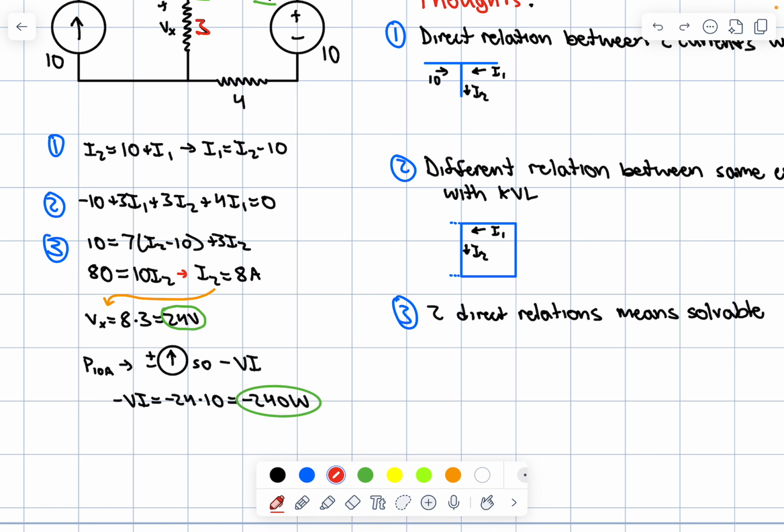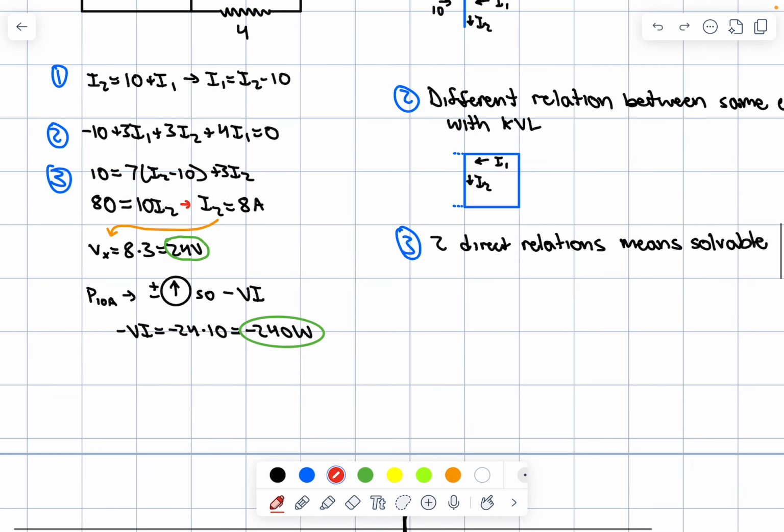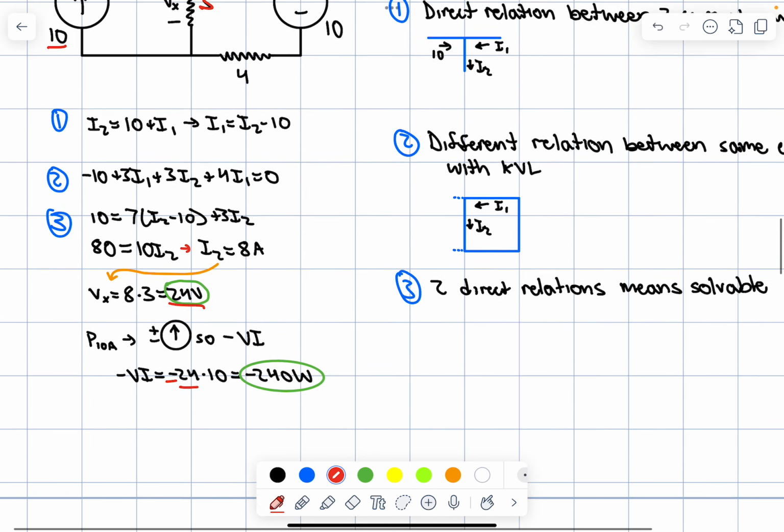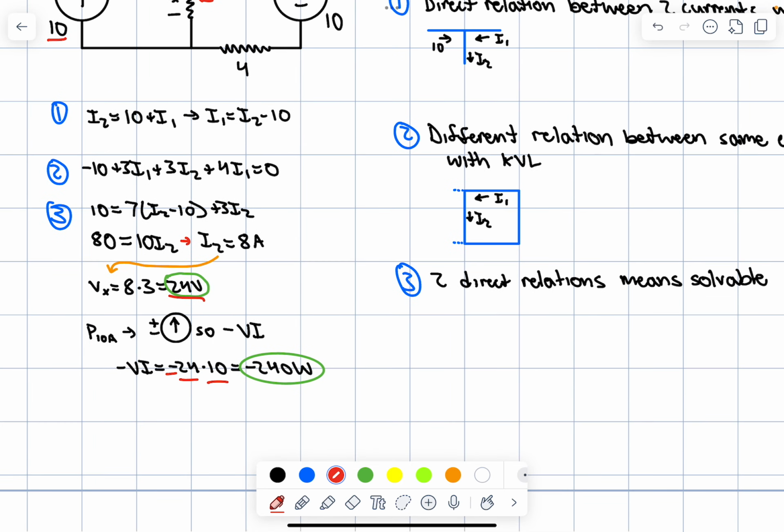Okay? And now we just have to solve the equation. Negative VI is negative 24 volts times, what was our amperage? 10 amps. And that gets us negative 240 watts. And that's going to be our answer.